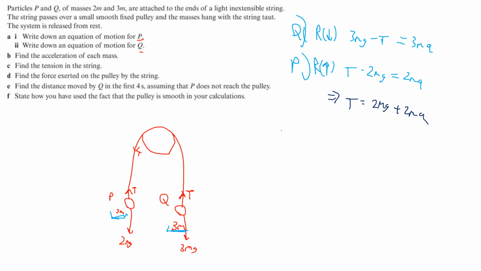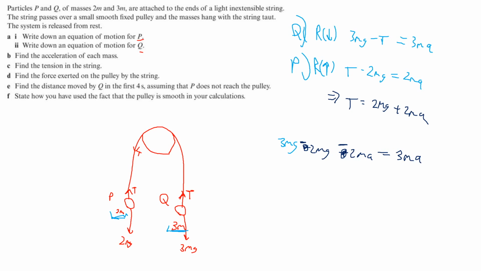So 3mg minus T, I'm going to do this in blue: 3mg minus (2mg plus 2ma). Oh sorry, it's minus, and this is also minus. This is equal to 3ma.